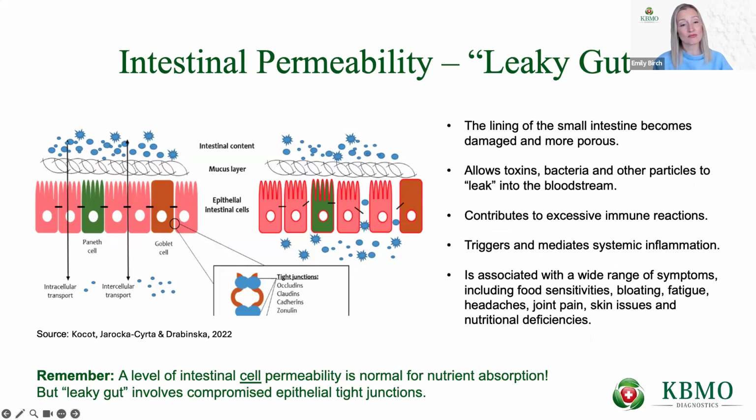Well, this is a really great visual of essentially what leaky gut means, what intestinal permeability means. Essentially, it's where the lining of the small intestine becomes damaged and more porous. This allows the toxins, bacteria, other particles to leak, hence leaky gut, into the bloodstream, which, as we say, contributes to excessive immune reactions. It triggers and mediates systemic inflammation, not good news.